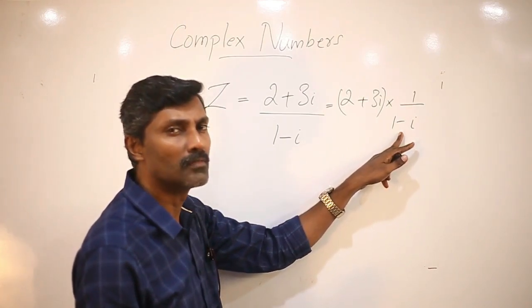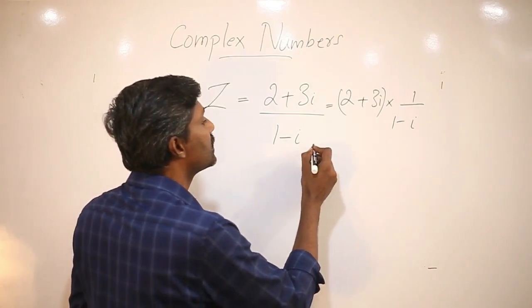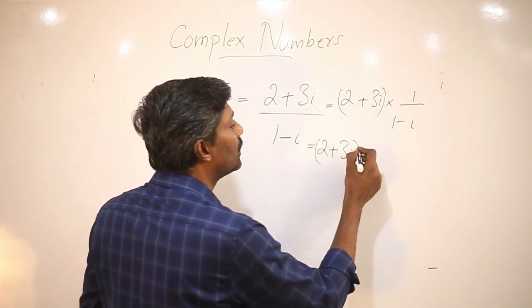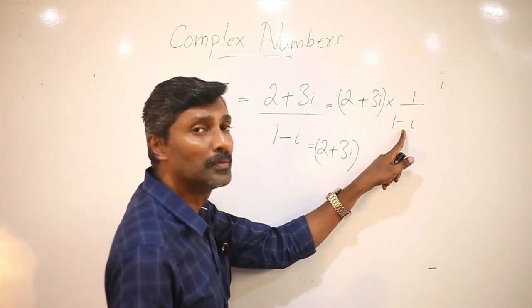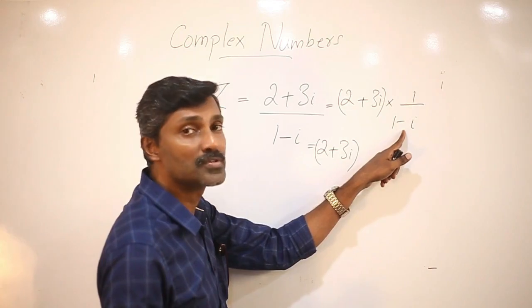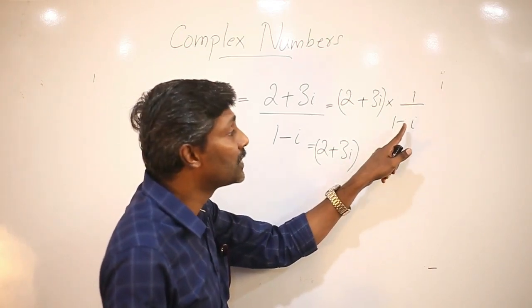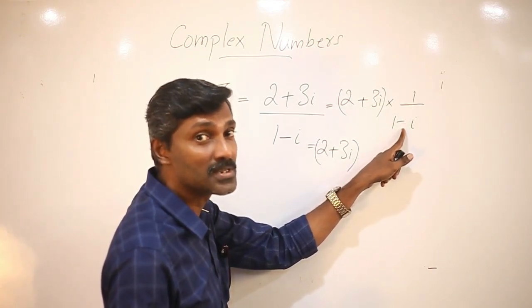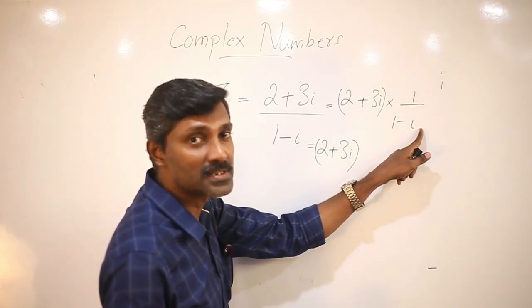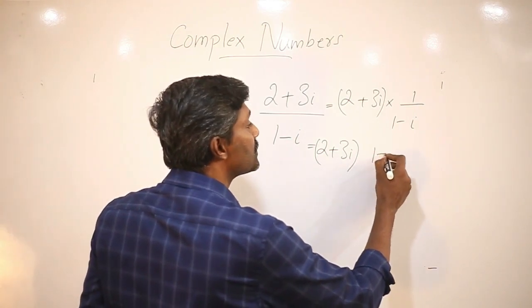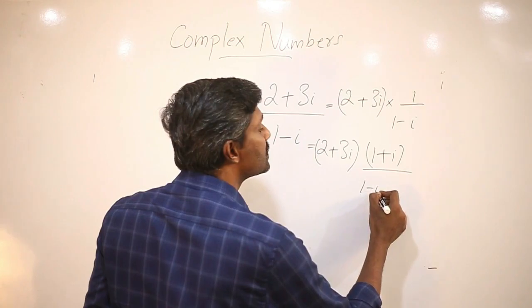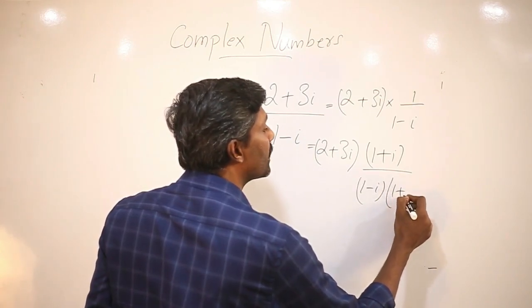How do we solve this? This is 2 plus 3i into... I told you earlier, when it came to the multiplicative inverse, how do we solve 1 by 1 minus i? We take the conjugate of 1 minus i, which is 1 plus i, and multiply the numerator and the denominator by 1 plus i, the conjugate. So this becomes 1 plus i divided by 1 minus i into 1 plus i.